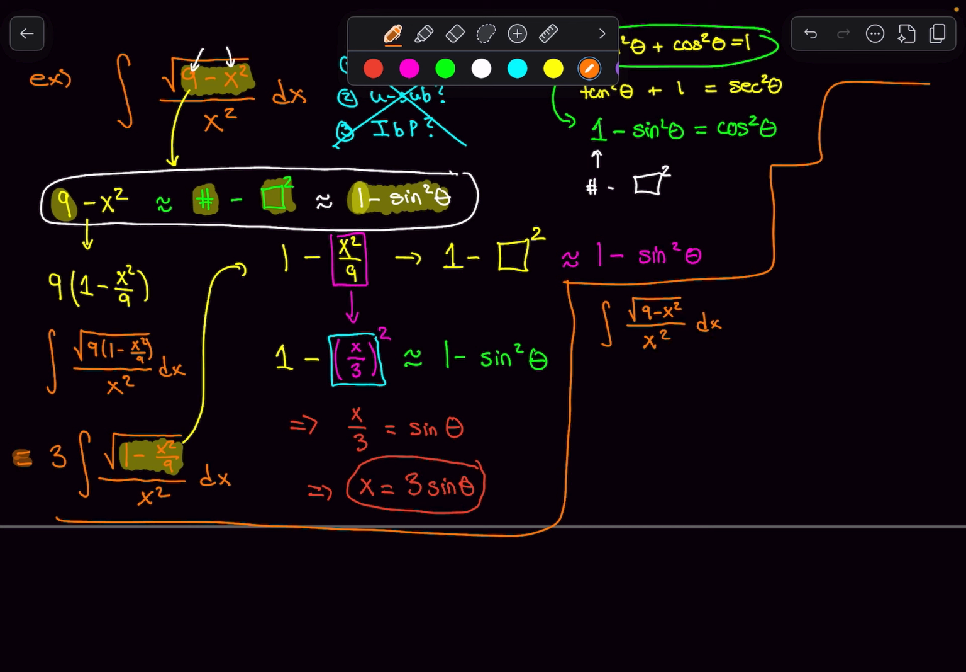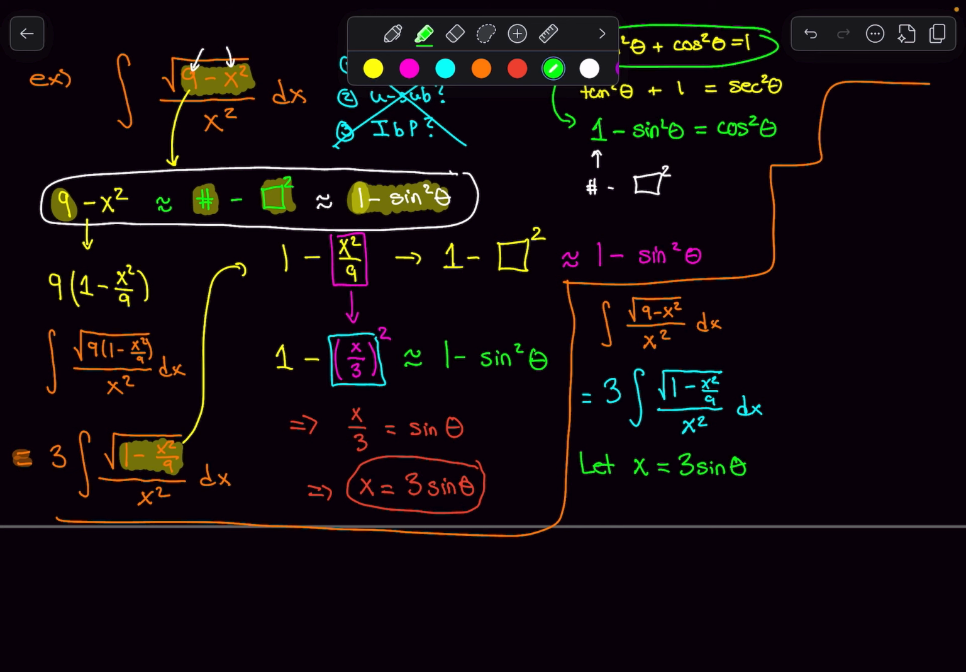We said, first and foremost, this thing is now equal to 3 times the integral of the square root of 1 minus x squared over 9, over x squared dx. And now we've said, look, let's let x be equal to 3 sine theta. Remember, I could let x be equal to anything, but I'm making the educated substitution to let x be equal to 3 sine theta. Now, why am I doing that?